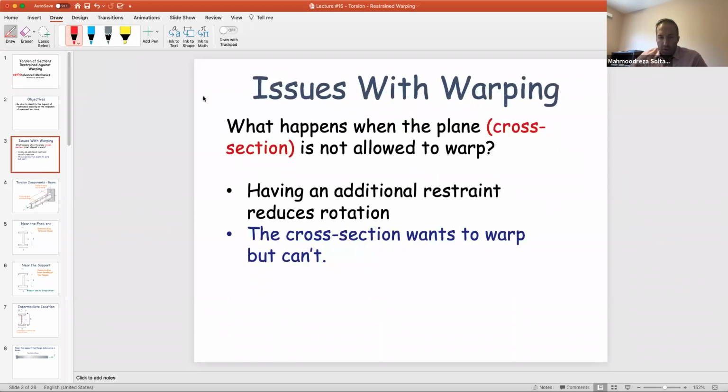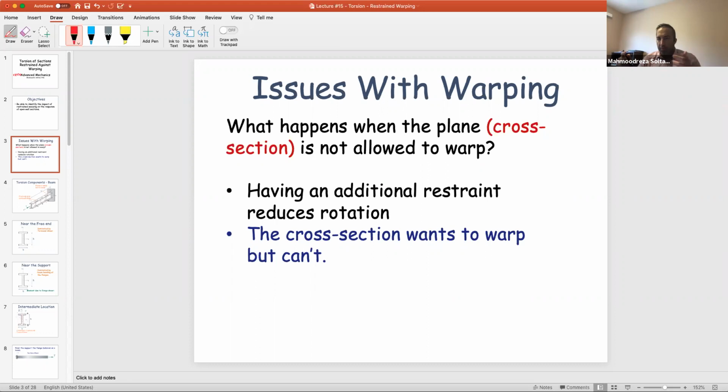So what are the issues we are having with warping? The question is what happens when the plane cross section is not allowed to warp. As we discussed, when you're twisting, you're causing deformation of the end of the member, like in non-symmetrical members, like rectangular sections. So your section would be deformed as a result of torsion. So what if we are constraining this motion, this warping action?